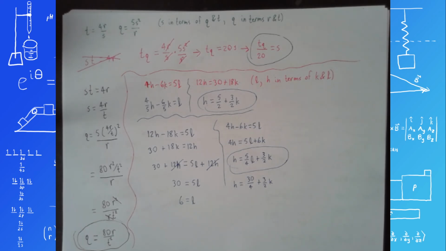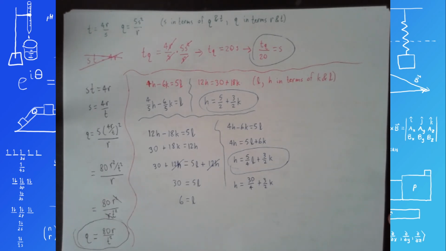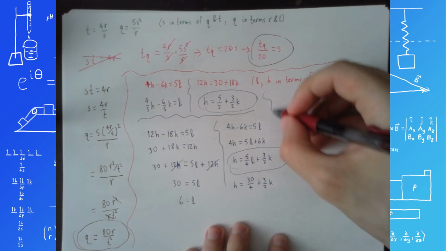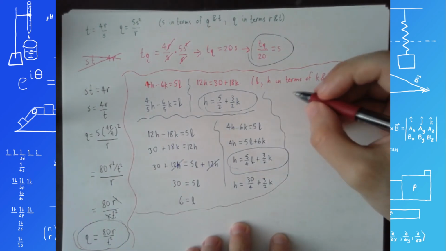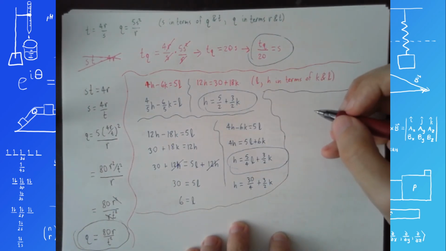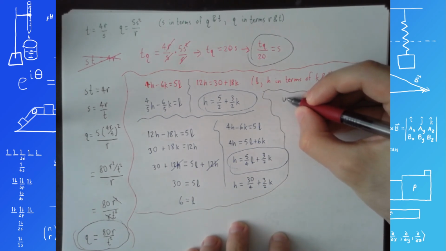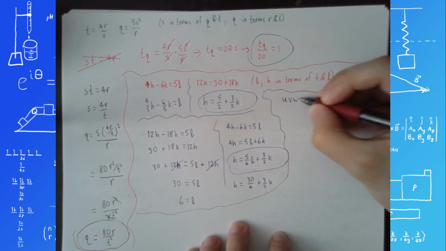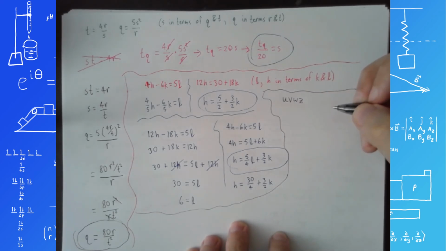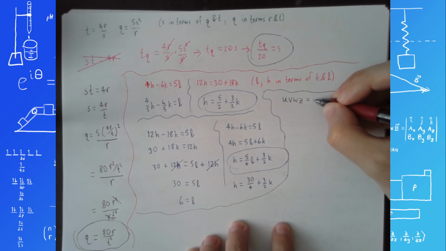Okay, next one is also kind of poorly written. So we've got 4 equations, and it says solve for u, v, w, and z. And what you actually get is a set of solutions. So let me write down the equations. We've got u times v times w times z is equal to negative 480.